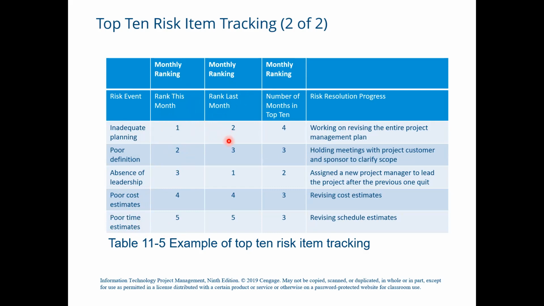And the rank last month: in the current month the ranking is number 1, last month it was number 2, and in the previous months, the number of months in the top 10, it ranked as number 4. So it shows how many months a certain risk has been in the top 10 list. The last column briefly describes the progress for resolving each risk item.